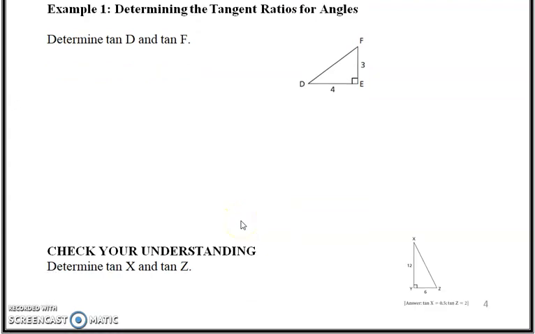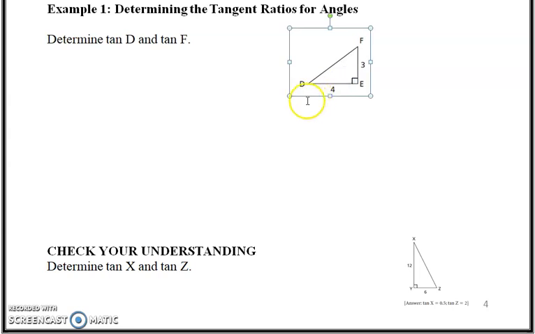Hello everybody, welcome back. Today we're going to be doing 2.1, the tangent ratio, and we're going to be starting at example 1. Example 1 says determine the tangent ratios for each angle, determine tangent D and tangent of F, right? So tangent of angle D. So really we just want the ratios, okay?